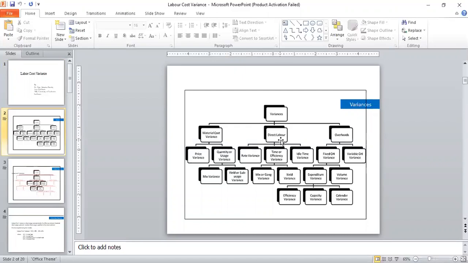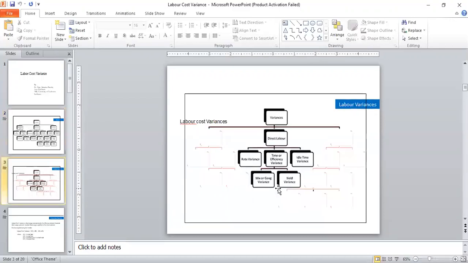Direct labor variance has three components: rate variance, time or efficiency variance, and idle time variance. Time or efficiency variance has two components: one is the mix or gang variance, another is the yield variance. Under the overhead cost variance, we also have two components: variable overheads and fixed overhead. Fixed overhead has two further components: expenditure variance and volume variance. Expenditure variance has three further components: efficiency variance, capacity variance, and calendar variance.